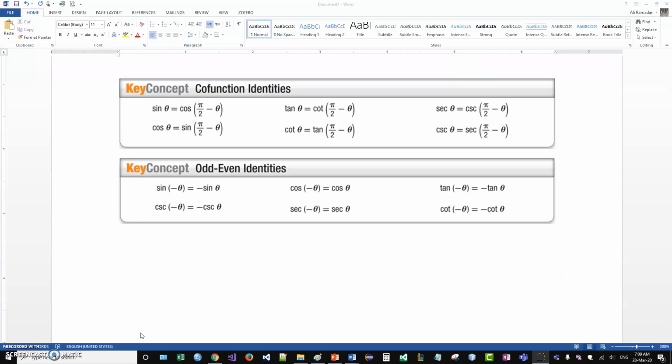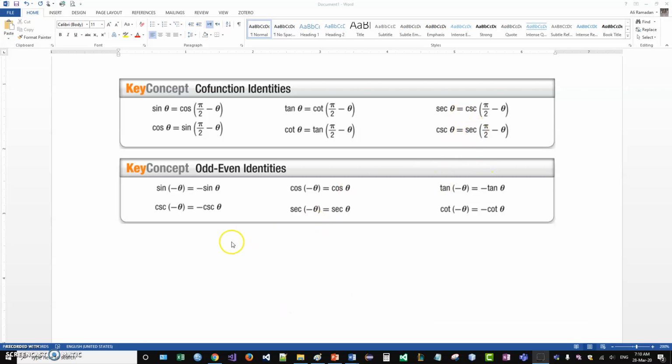Next, we're looking at the cofunction and the odd-even identities. For the cofunction identities, it says that sine theta equals cosine pi over 2 minus theta. Okay? And cosine theta equals sine pi over 2 minus theta. Tangent theta equals cotangent pi over 2 minus theta, and cotangent theta equals tangent pi over 2 minus theta. Secant theta equals cosecant pi over 2 minus theta, and cosecant theta equals secant pi over 2 minus theta.